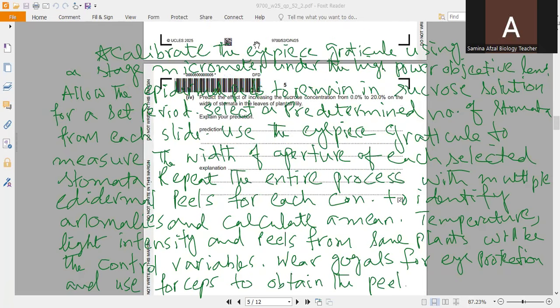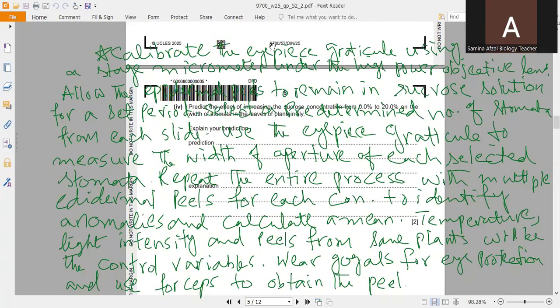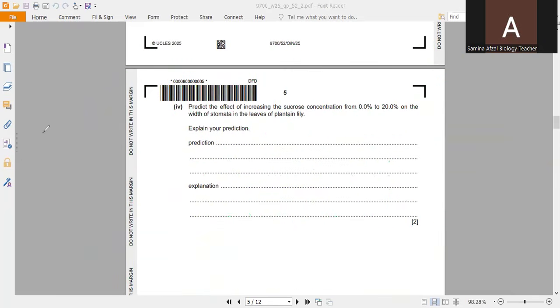Now moving towards the next page. Predict the effect of increasing the sucrose concentration from 0 to 20% on the width of the stomata in the leaves of plantain lily. Explain your prediction. So here, first of all, we have to predict, and then we have to give the explanation for our prediction.